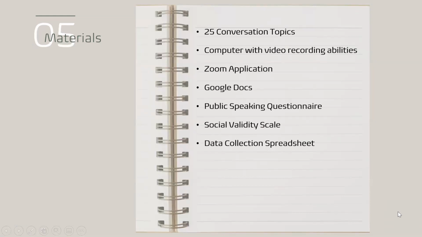The materials we used for this experiment were 25 conversation topics that we collectively came up with as a group, a computer with recording abilities, the Zoom application for presentations, Google Docs to collectively work on the assignments, a public speaking questionnaire and social validity scale to evaluate our personal comfort levels in public speaking, and lastly, we used a data collection spreadsheet.